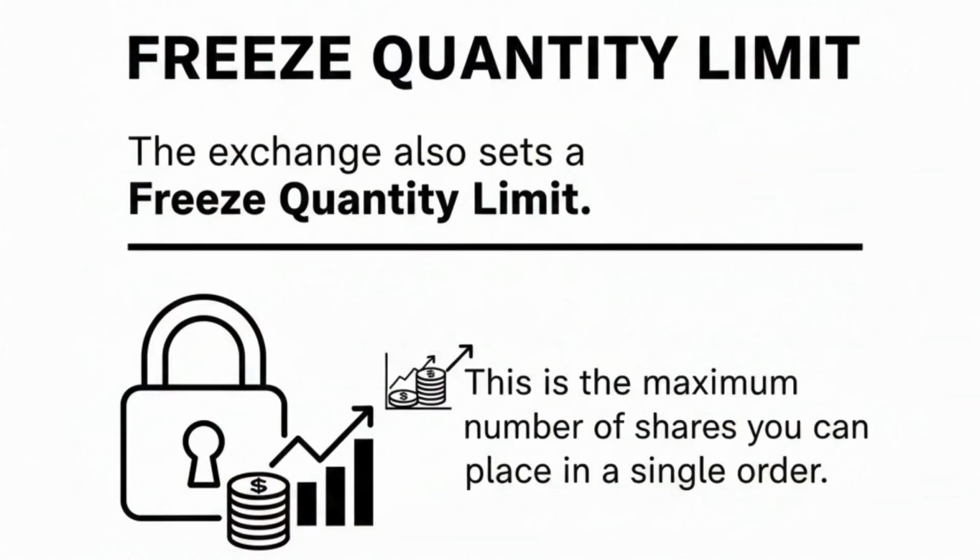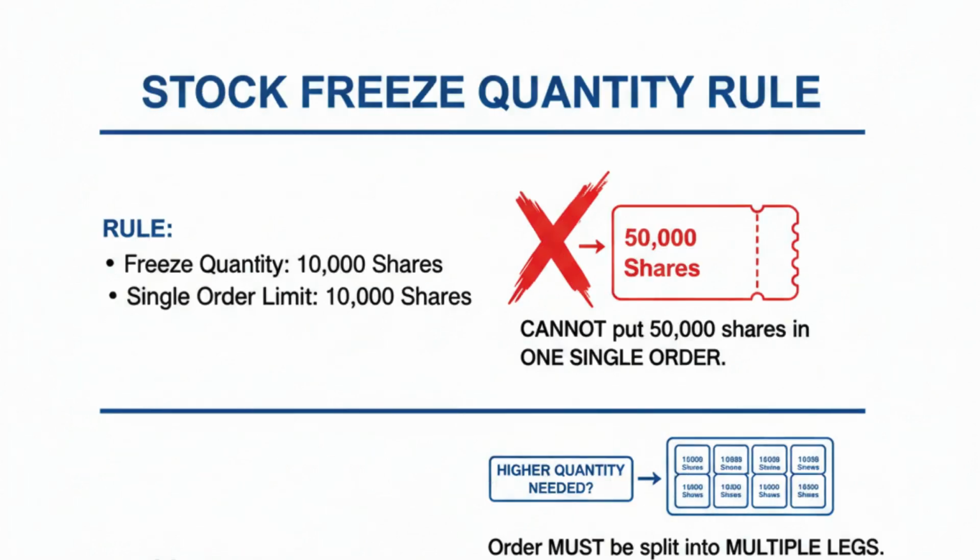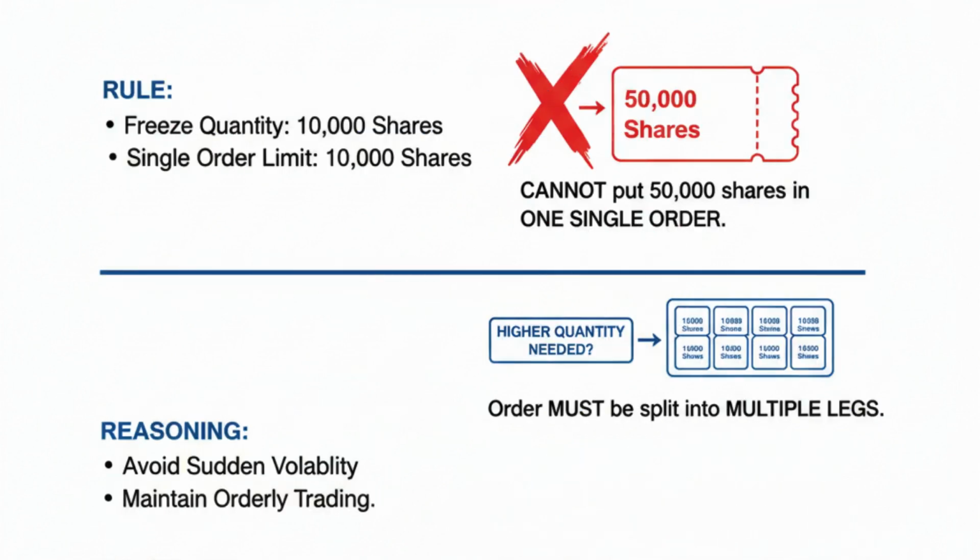Freeze quantity limit. The exchange also sets a freeze quantity limit. This is the maximum number of shares you can place in a single order. For example, if the freeze quantity for a stock is 10,000 shares, you cannot put 50,000 shares in one single order. If traders need a higher quantity, the order must be split into multiple legs. This rule exists to avoid sudden volatility and to maintain orderly trading.